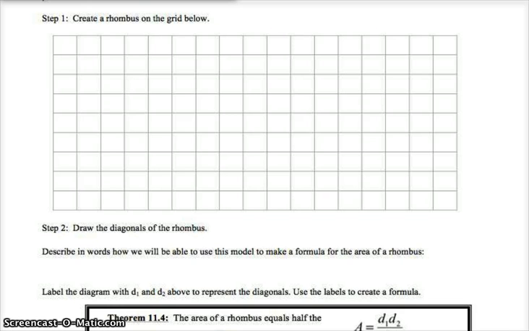Well, here's a grid to help you see why the formula is the way it is. So create a rhombus on the grid below. Well, remember, a rhombus has 4 sides that are equal in length, and what else do we know? Opposite sides are parallel.